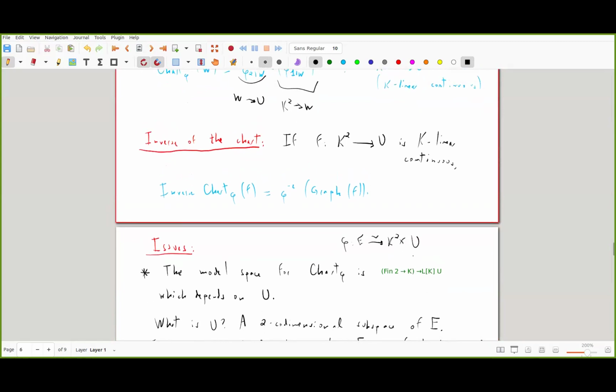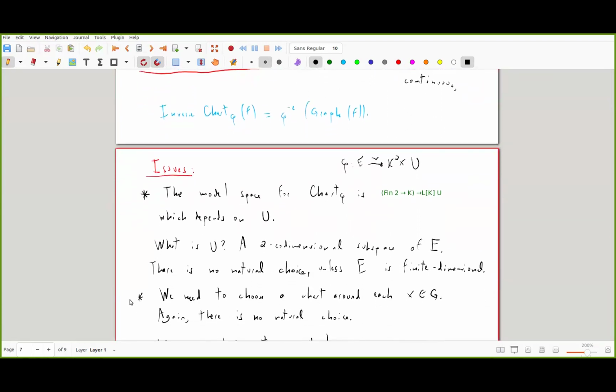So you use the axiom of choice to pick one, which made people very unhappy when I talked about that on Zulip, but there is no way around that, unless you are finite dimensional, which you don't really want to be. The second issue is you need to pick a chart around each point of the Grassmannian. And again, there is no natural choice for a chart. There are many, many, many choices that work. So again, axiom of choice to pick one.